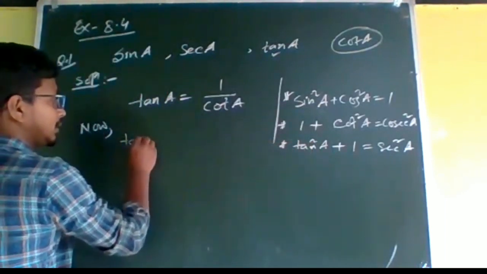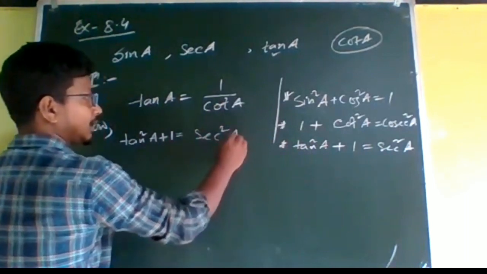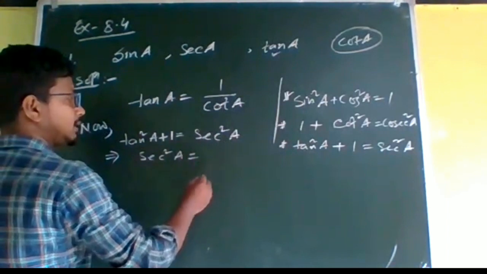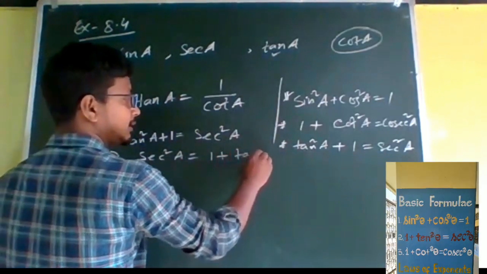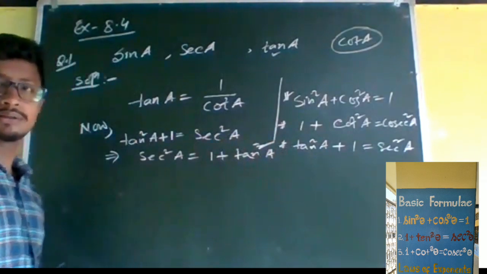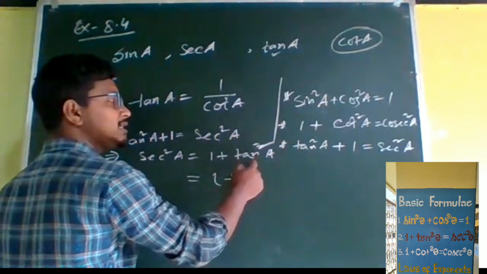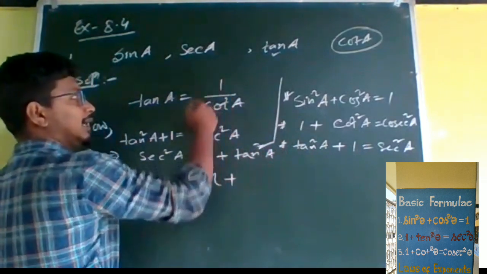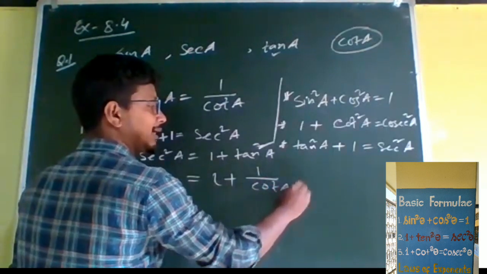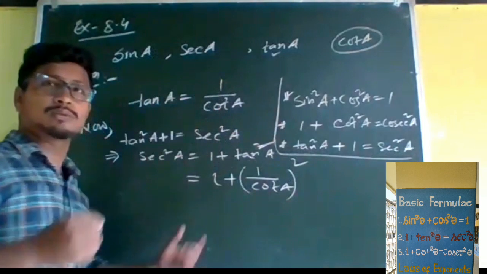What is that? Tan square a plus 1 equals sec square a, right? Or we can write sec square a equals 1 plus tan square a. Both are similar, right? So in the next step, what will we do? 1 plus tan square a. Tan a means 1 by cot a, and there is a square, so it is all squared.